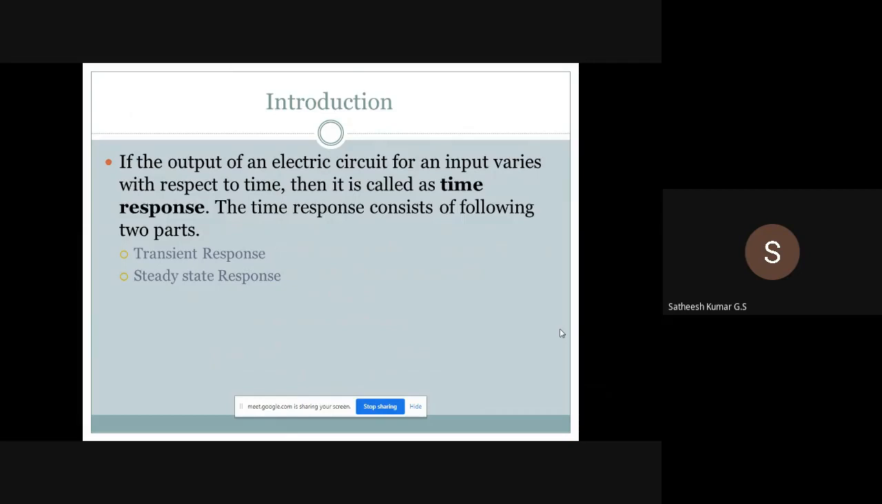If the time increases, the transient response also decreases. The transient response will be mostly zero. If it takes more time, the transient response will totally become zero. Okay, so time mainly depends upon this response. That is why it is called time response. In the time response, we take the transient response and the steady state response too.